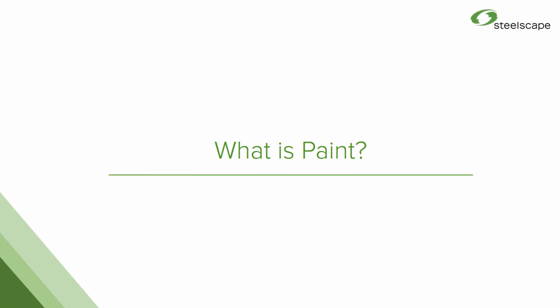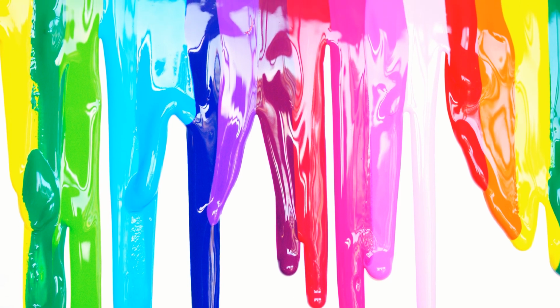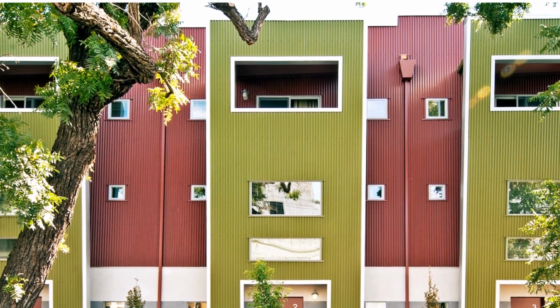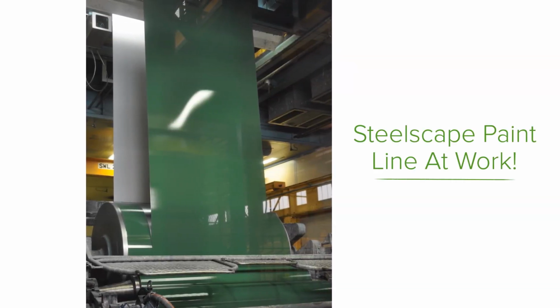Paint is a liquid designed for application to a surface as a thin film that cures to a solid film. It serves to protect the surface whilst creating an attractive aesthetic appearance. Paint can be applied through brushing, dipping, spraying or rolling, which at Steelscape is our specialty.